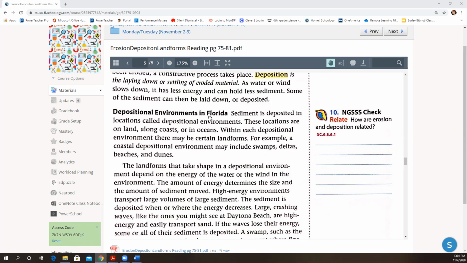Depositional environments in Florida. Sediment is deposited in locations called depositional environments. These locations are on land, along coasts, or in oceans. Within each depositional environment, there may be certain landforms. For example, a coastal depositional environment may include swamps.